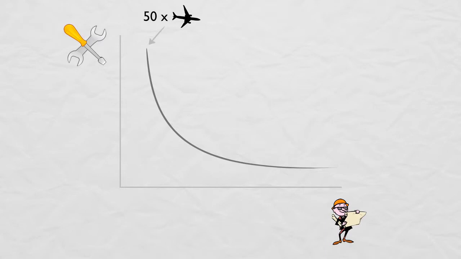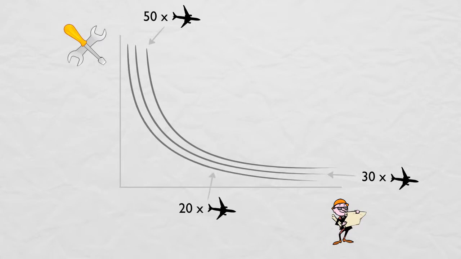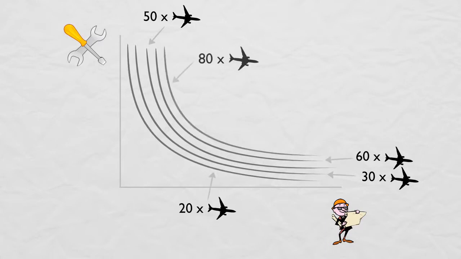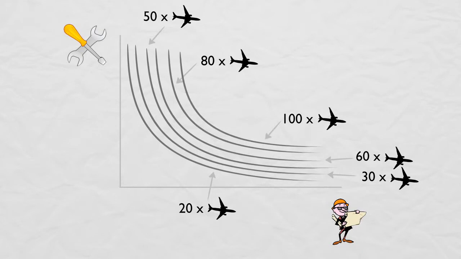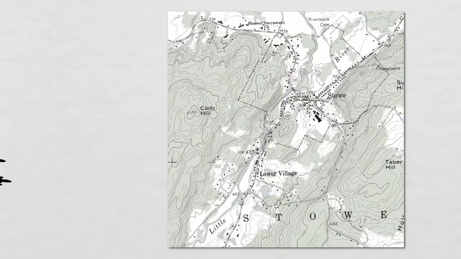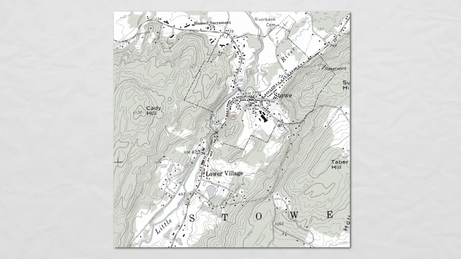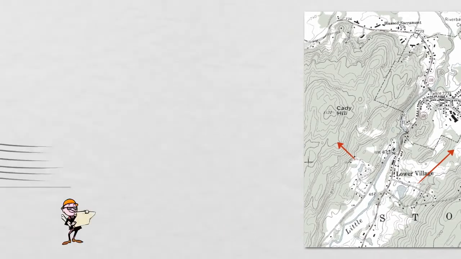Let's draw some more level sets. This level set might be all the combinations of capital and labor that produce 30 airplanes, and this one produces only 20, and these ones produce 60, 80, and 100 airplanes. Now, what do these lines remind you of? Well, they should look a little bit like the topographic lines on a map, because it's the same exact concept. On a map, there's a line for everything 50 meters above sea level, and 60 meters above sea level, and 70 and 80, etc. Where the lines are close together, you've got a steep slope, and where the lines are far apart, you have a gentle slope.